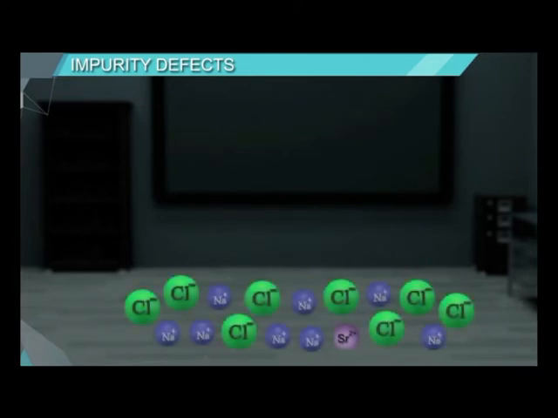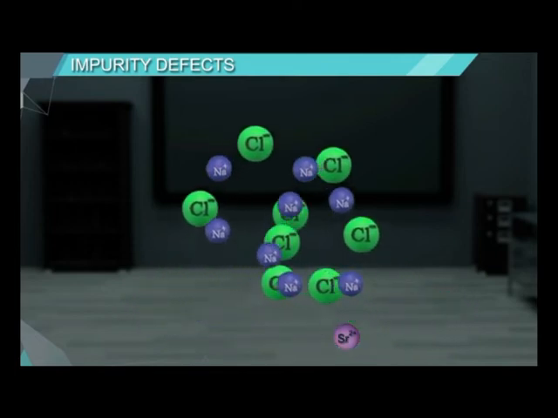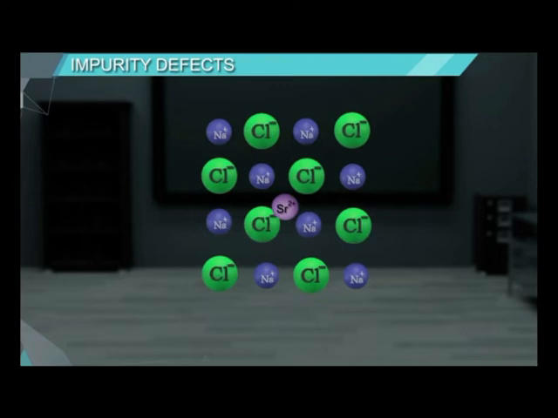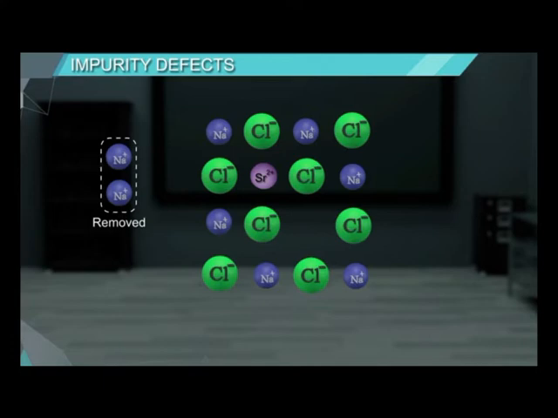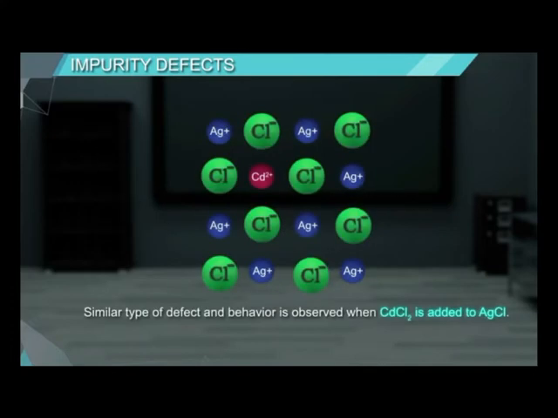Consider the crystallization of molten sodium chloride in the presence of a small amount of strontium chloride, SrCl2. During the crystallization process, some of the sodium ions are replaced by strontium ions, Sr2+. For every Sr2+ ion, 2 Na+ ions are removed to maintain electrical neutrality, and this also creates a cationic vacancy. A similar type of defect and behavior is observed when CdCl2 is added to AgCl.